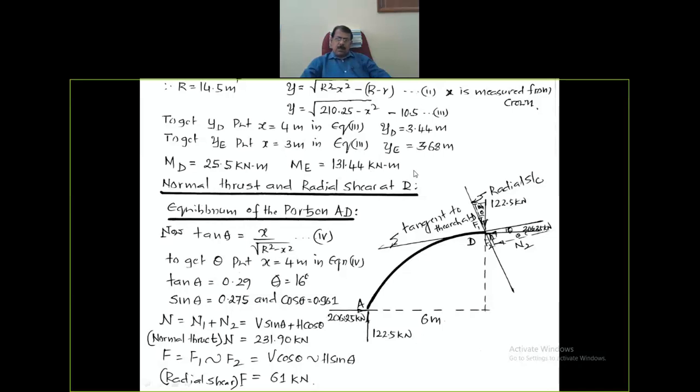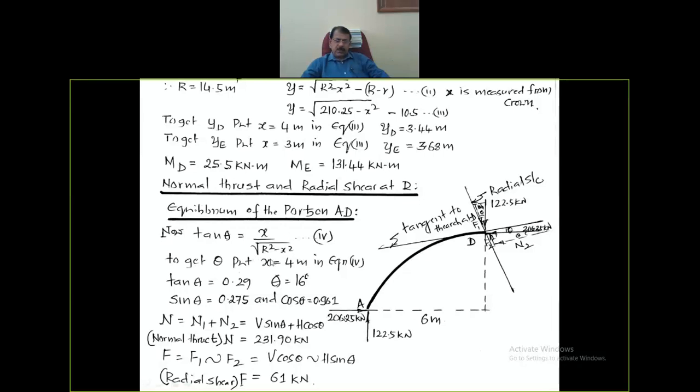Once you have evaluated the bending moment under the load points, finally draw the bending moment diagram, and before that compute the value of normal thrust and radial shear at the section D. For calculating normal thrust and radial shear at the section D, consider the equilibrium of the portion AD as shown in the figure. At D, take the radial section which is perpendicular to the arch axis, and draw the tangent to the arch at D. These two, the radial section and the tangent drawn at the point D, should be mutually perpendicular to each other.